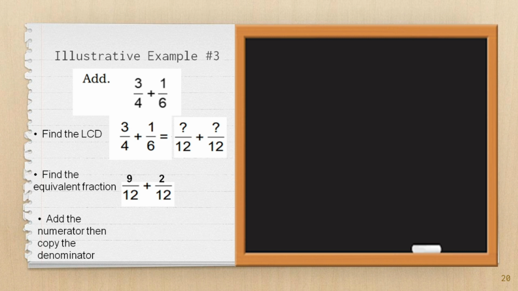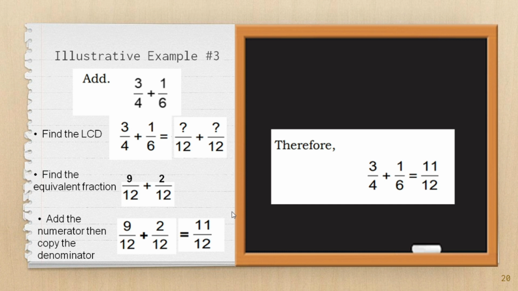Ano ulit yung rule natin? Add the numerator, yung nasa taas, tapos kopyahin lang yung nasa ilalim. So, ibig sabihin, I have 9 plus 2, that is 11. Tama? 9 plus 2, that's 11. And then, kopyahin lang natin nasa ilalim, which is 12, since similar na sila. Therefore, 3 over 4 plus 1 over 6 is equal to 11 over 12.